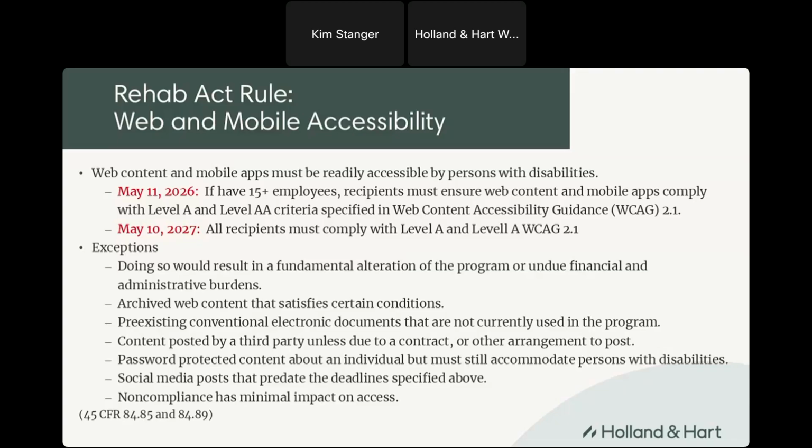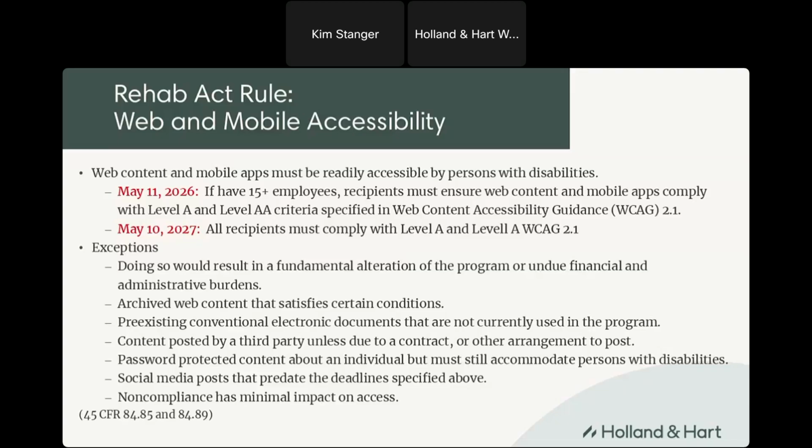By the following year, May 10th, 2027, all entities, even if you've got fewer than 15 employees, have got to make sure that your web content and your apps comply with those government accessibility standards. Now, there are certain exceptions. You don't have to do that if doing so would result in the fundamental alteration of the program or undue financial or administrative burdens. But remember, you've got the burden of establishing that it was an unreasonable burden, and that's kind of a tough standard to satisfy.